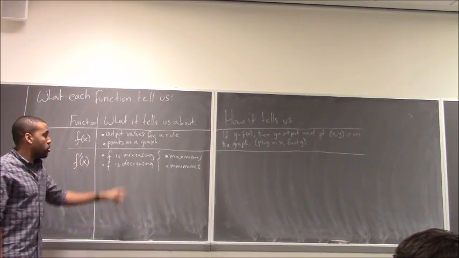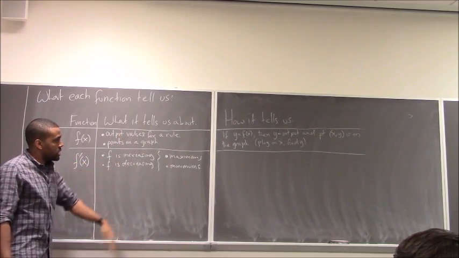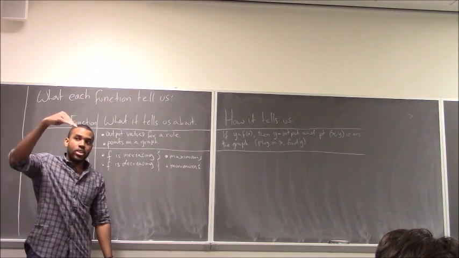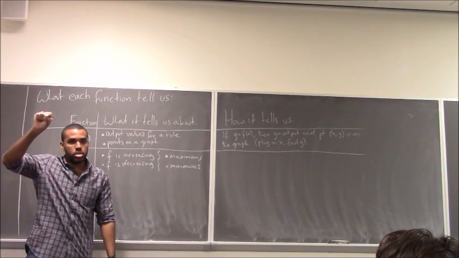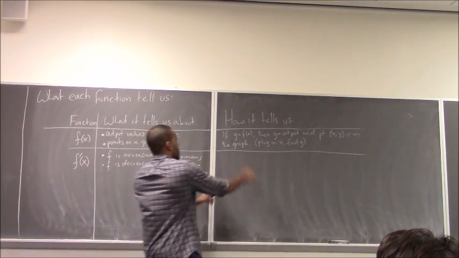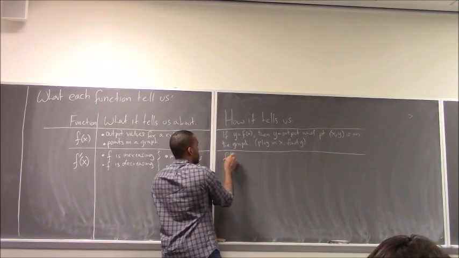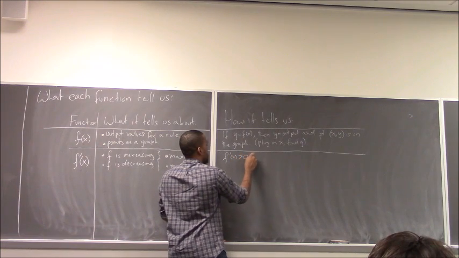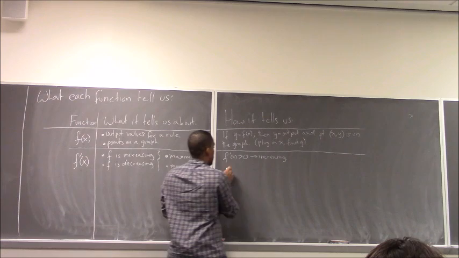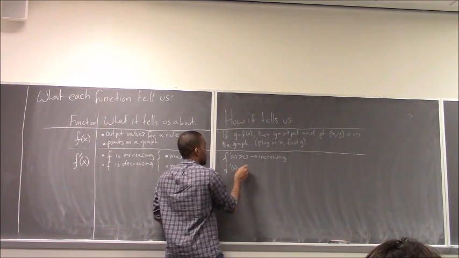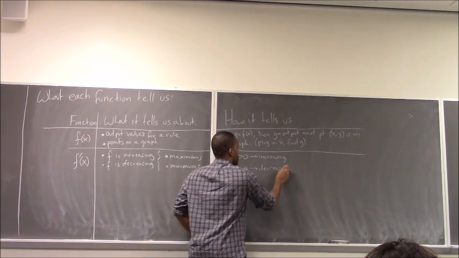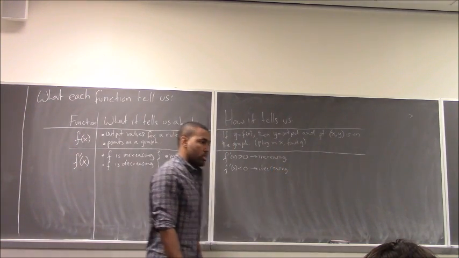It tells us about slope, but slope can tell us about increasing and decreasing. And it can also tell us about maximums and minimums, because if you're increasing and then you start to decrease, surely you hit a maximum at some point. And vice versa for here. So how it tells us? Well, if we can figure out where the derivative is positive, that means it's increasing. If we can figure out where the derivative is negative, that means it's decreasing. So a function is increasing when the derivative is positive, it is decreasing when the derivative is negative.